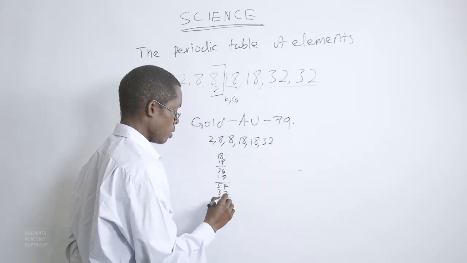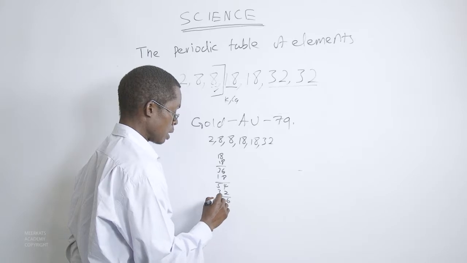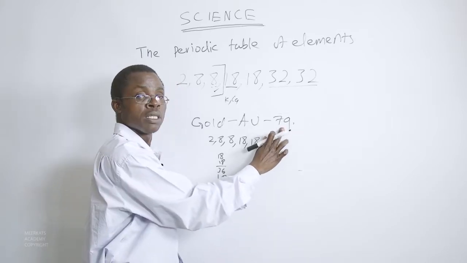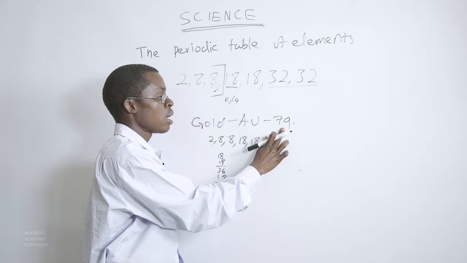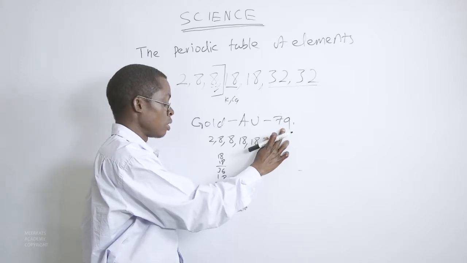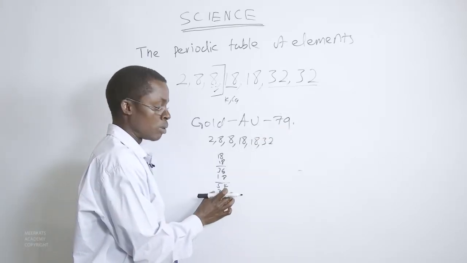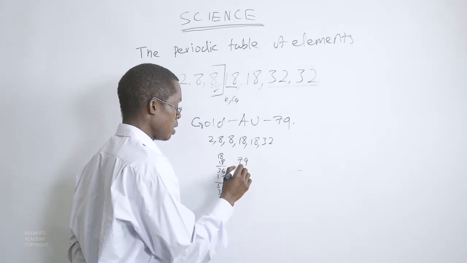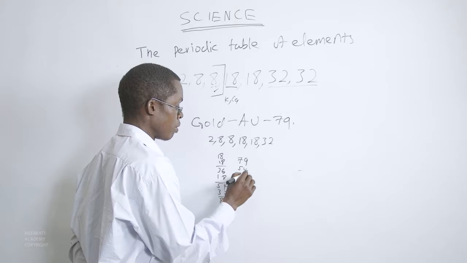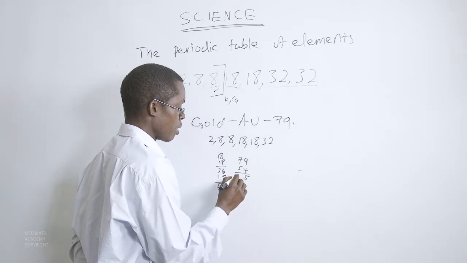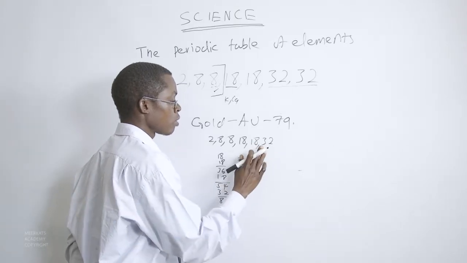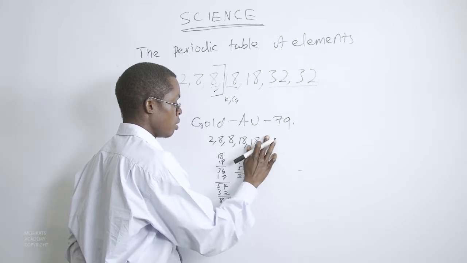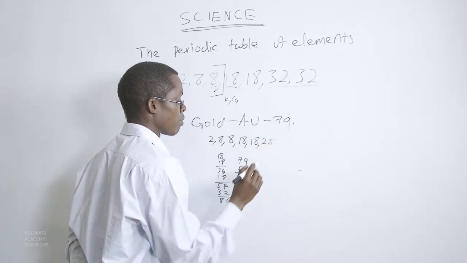32. That is 86. We are past 79, so we cannot add 32 there. So then what are we supposed to add there? We get it at 79 minus 54. This one gives us 25. So instead of 32, at this point we require 25.